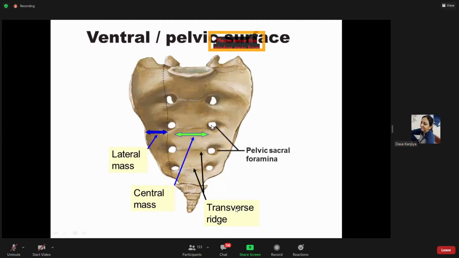These foramina are known as pelvic sacral foramina on either side of the central mass. There are two columns of the pelvic sacral foramina. These pelvic sacral foramina communicate with the vertebral canal, or the sacral canal, through the intervertebral foramen posteriorly. We have seen the sacral canal posteriorly. So this foramen communicates with the sacral canal through the intervertebral foramen.